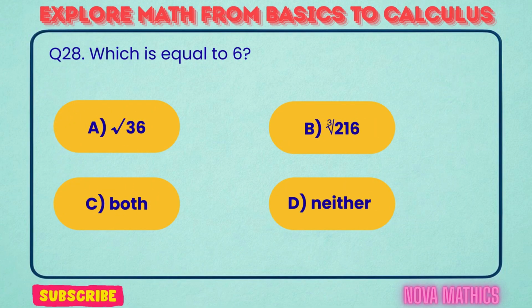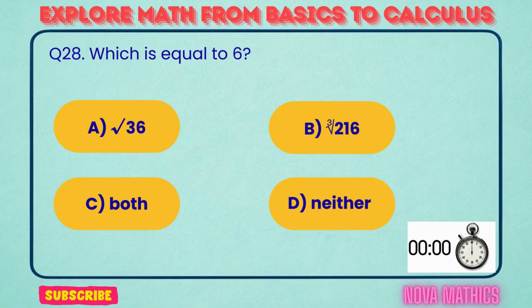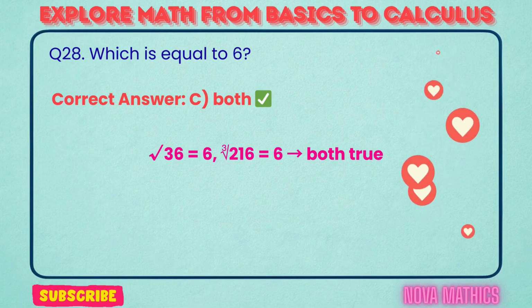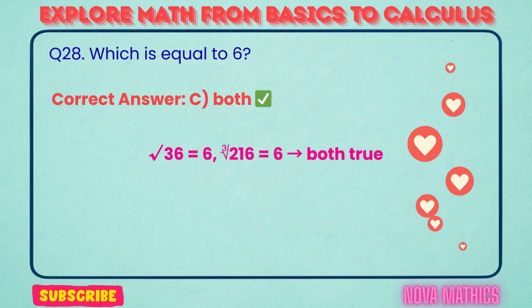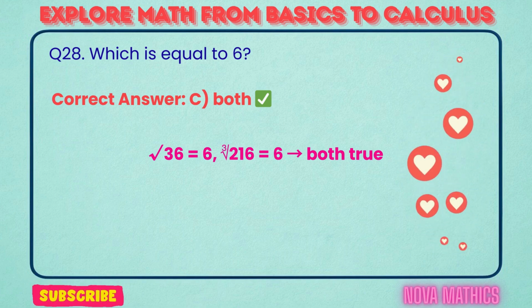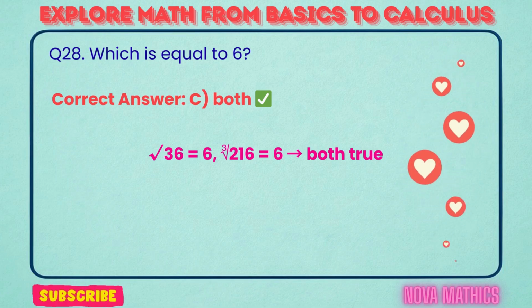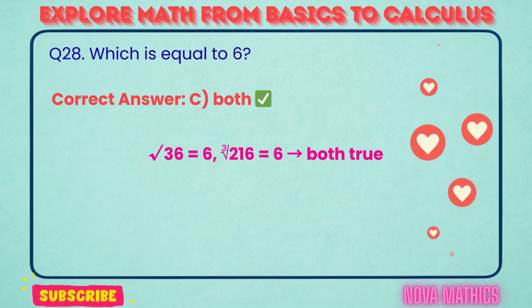28. Which is equal to 6? The square root of 36 or the cube root of 216? Correct answer is both. Square root of 36 equals 6 and cube root of 216 equals 6. Both give 6.